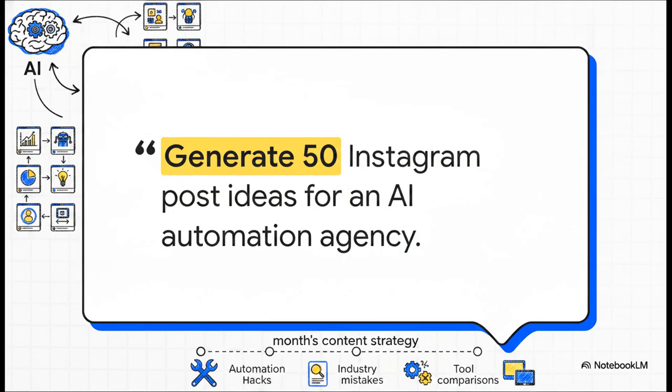To kick things off, you just use this exact prompt. Generate 50 Instagram post ideas for an AI automation agency, or just plug in whatever your specific niche is. The beauty of this exact phrasing is that it instantly gives you a bird's-eye view of your entire month's content strategy. Boom. In a flash, Claude outputs a massive list of super relevant topics. We're talking actionable tips, automation hacks, client case studies, common mistakes, tool comparisons, the whole shebang. Instead of waking up on a Tuesday wondering what on earth to post, you have a comprehensive map of your messaging for weeks.